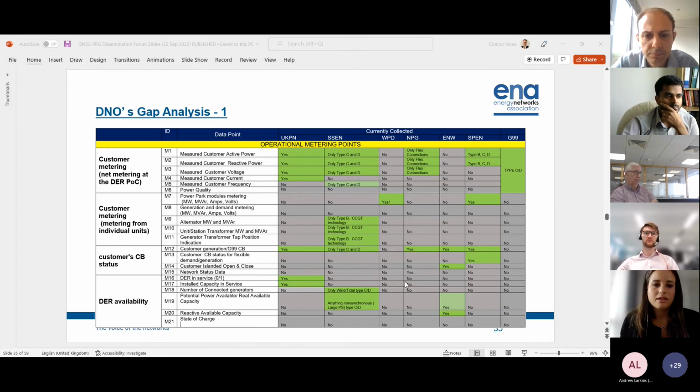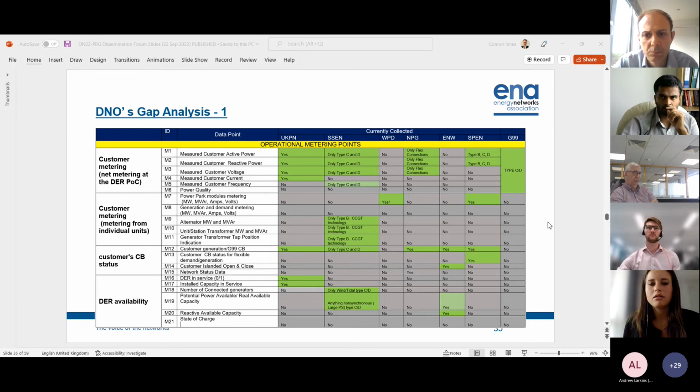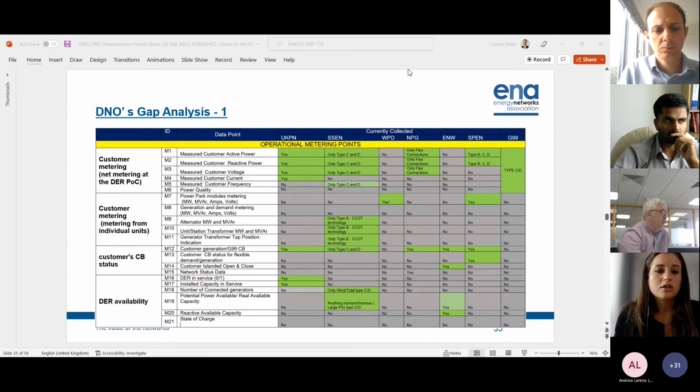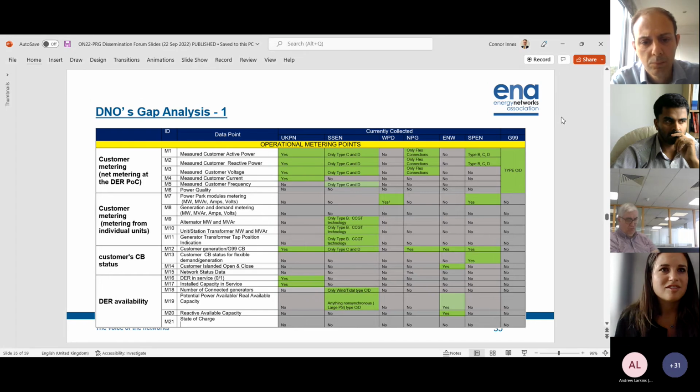Then we have DR availability, which includes DR in service, number of connected generators, potential power available, and so on. Then we have weather data: wind speed, wind direction, irradiance. Readbacks are feedback of the set point received by the DNO. So it's having visibility from the customer that they have received an instruction from the DNO, which gives more confidence to the DNO that the signal has been received by the DR. Another category is the mode of operation, whether it's P control, Q control, V control, frequency control, and so on. If you can move to the next slide.